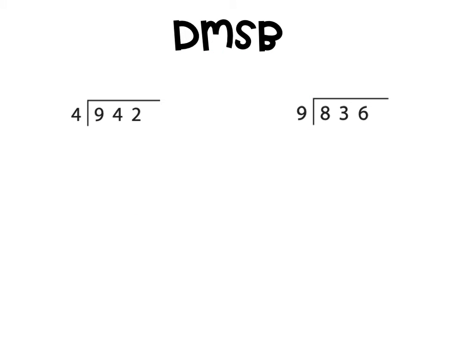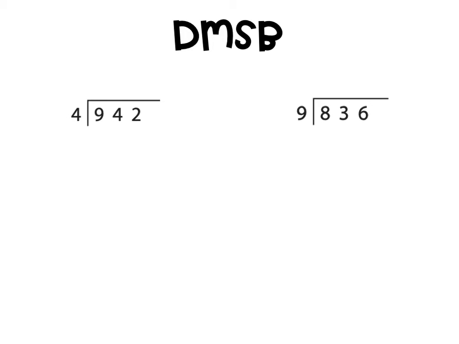Now we're going to look at some similar problems that have more numbers in the dividend. The process is exactly the same. We're still going to divide, multiply, subtract, and bring down. And we'll still have a remainder when there's no other numbers to bring down, as long as we don't have a 0. So looking at 942 divided by 4.